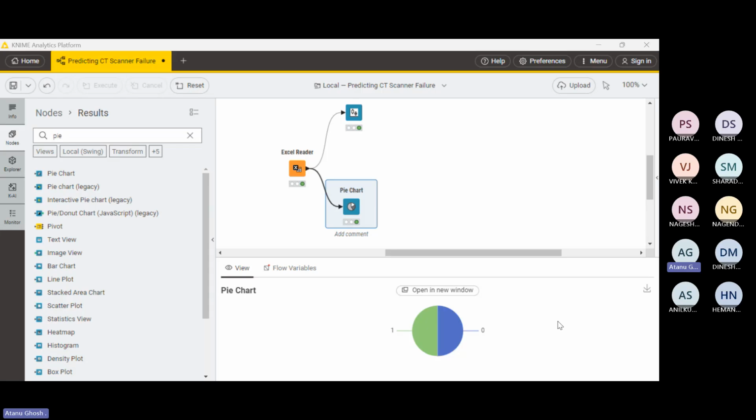So what is the problem of an imbalanced data set? Why is an imbalanced data set a problem? Yes. Anybody? Very low response today. Yes, please go ahead. High cardinality in the model. No, high cardinality in the model is a different thing.